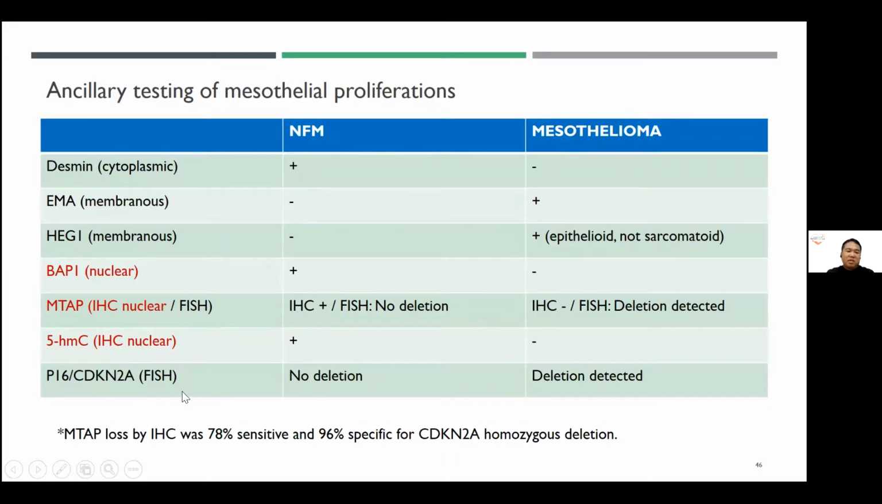P16, CDKN2A FISH shows no deletion. But for mesothelioma, they generally show BAP1 loss, MTAP loss, and 5-hmC loss. So you can use these markers as screening markers and then confirm with BAP1, MTAP, and 5-hmC as confirmatory markers. Especially if you use any two of these three, or all three, you can assure a mesothelioma in most cases.